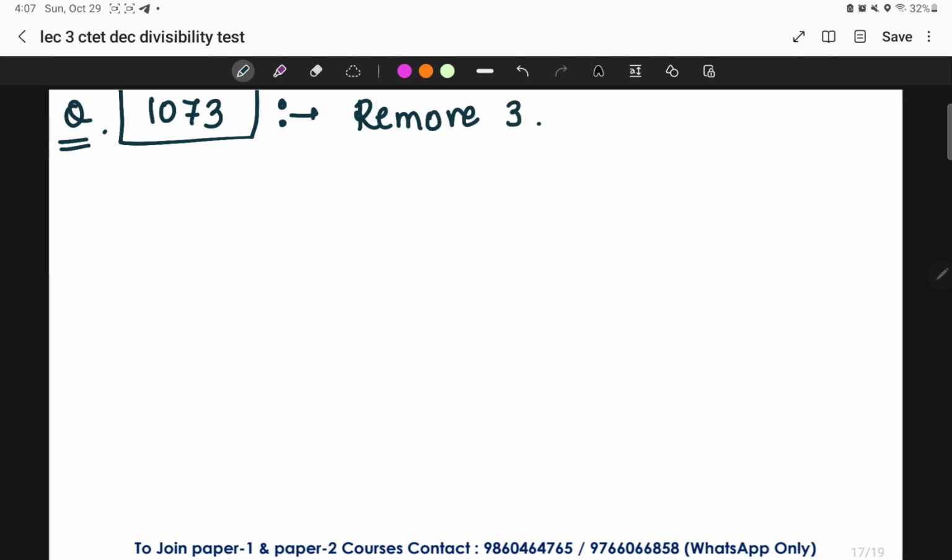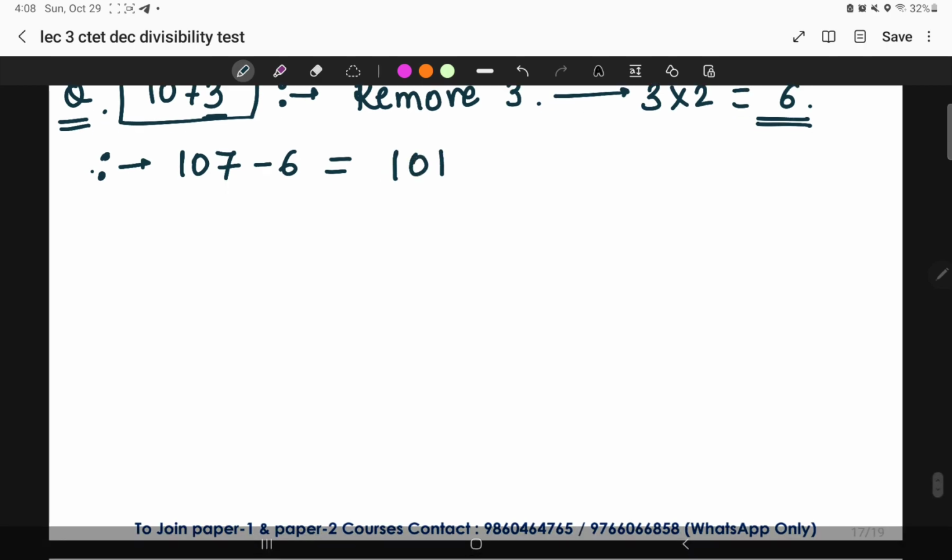In step 1, there was one rule: remove the last digit and double it. So if I double 3, 3 into 2, I'll get 6. After removing the number and doubling it, what was step number 2? Step number 2 was to subtract this number from the rest of the number. After removing 3, the rest number is 107. So subtract 6 from 107. What do I get over here? 101. Step number 2 is clear?